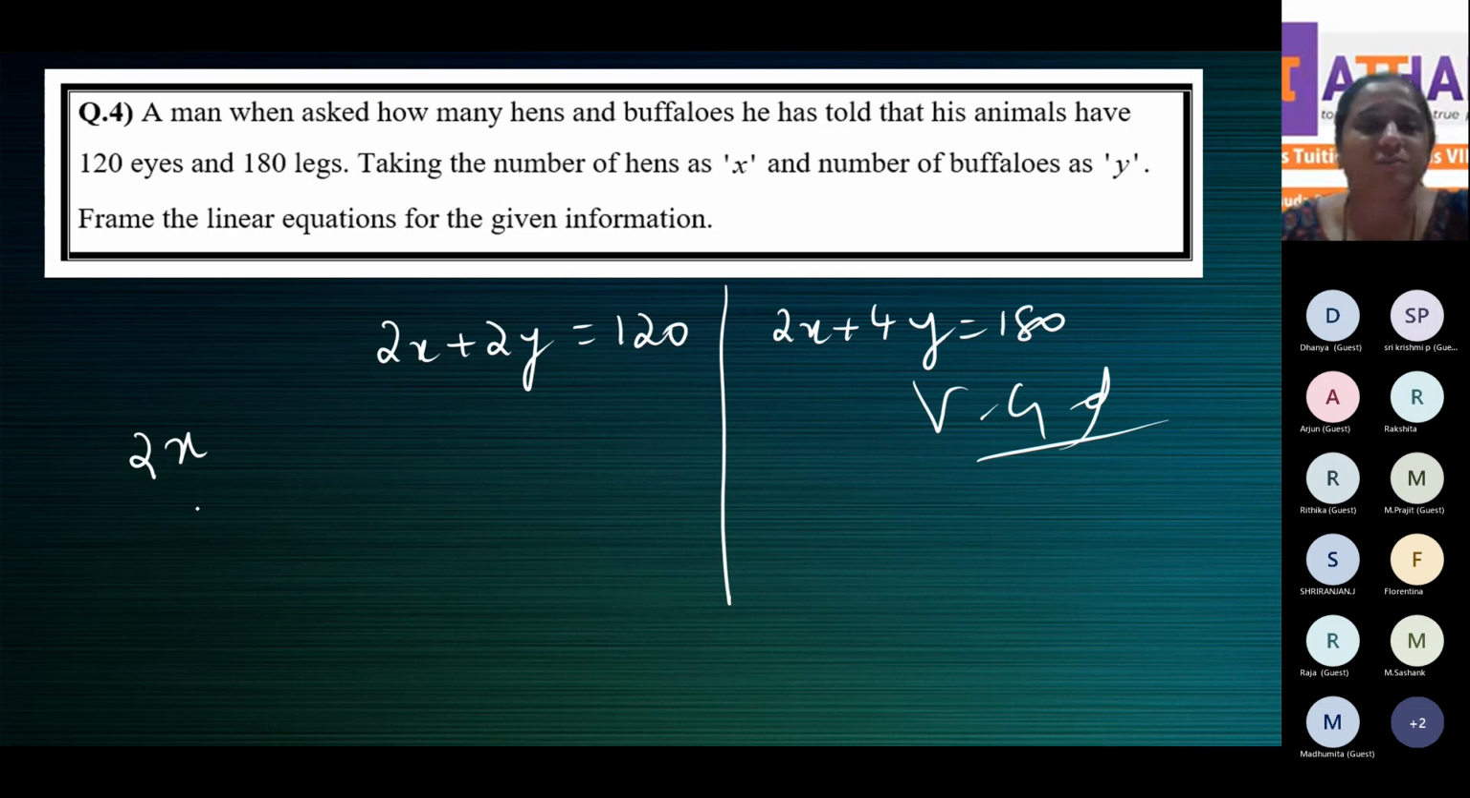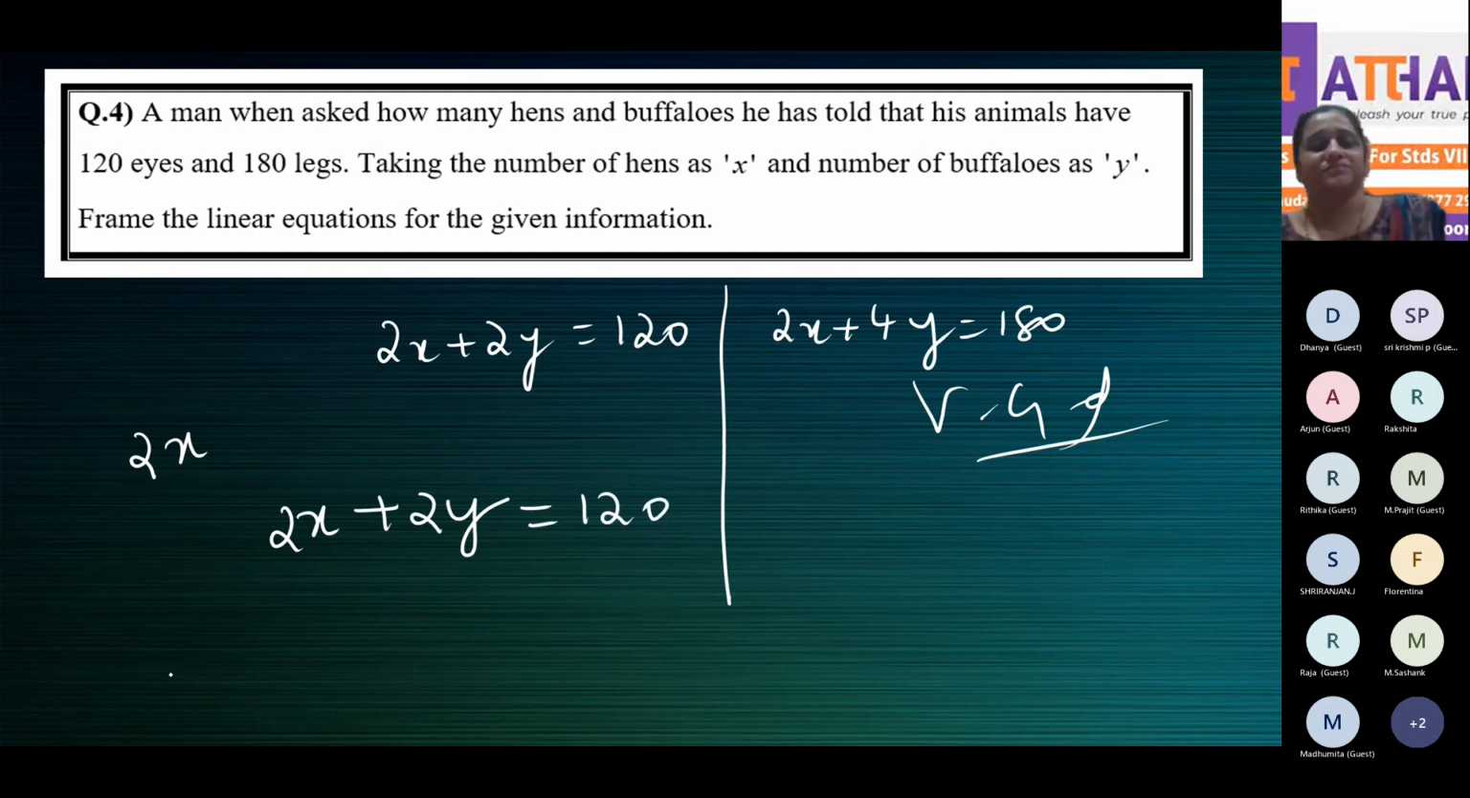So the first equation will be: number of hens is x, so eyes will be 2x. Number of buffaloes, y, so the number of eyes will be 2y. The sum is 120. The total number of eyes is 120.